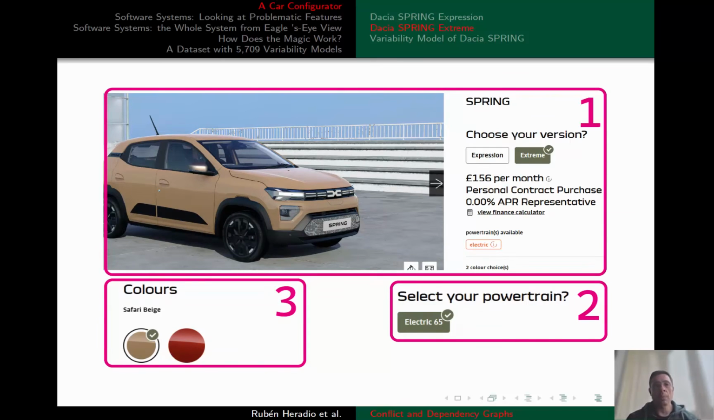Imagine now that I change my mind, and instead of expression, I select the other version, the extreme version. Then, as a result, the configurator prevents me from selecting the electric 45 powertrain, and who knows why, it also limits the number of available colors to just two colors.